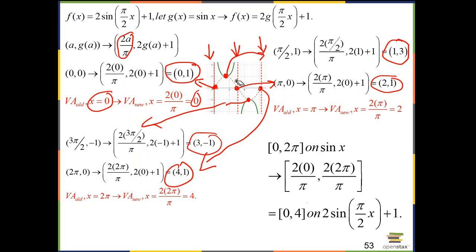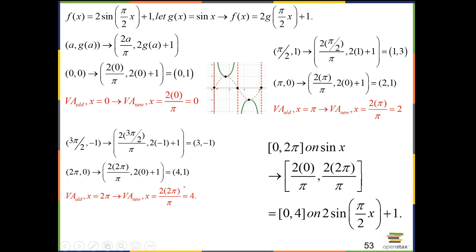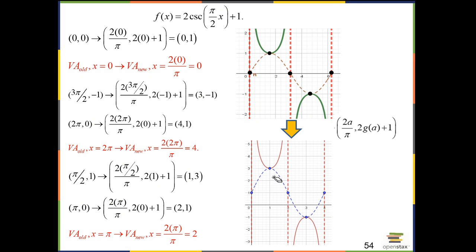Now what about this one, which is x equals pi over 2? Well, that one goes to x equals 2. So we got x equals 0, x equals 2. And what about this third one right there? Where does that go? Well, that one goes to x equals 4. So we're going to get these 5 new points, and then these 3 vertical asymptotes, and we are going to graph them right here. See? I'm going to graph all of them.